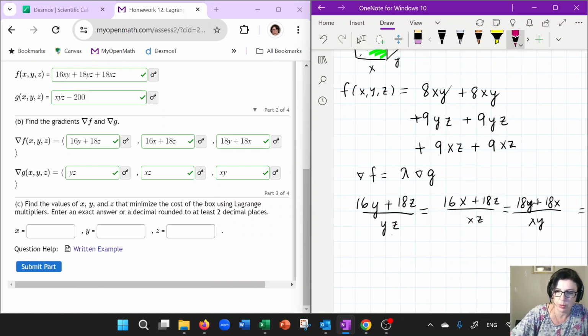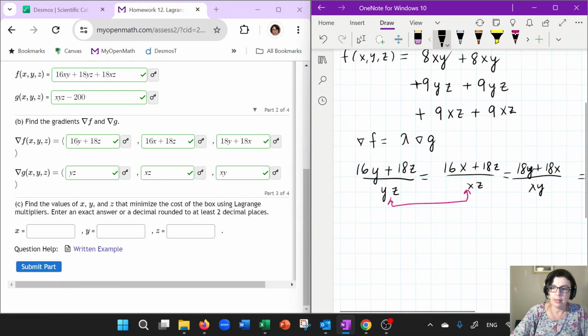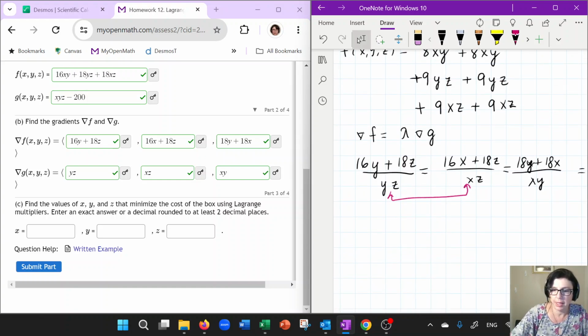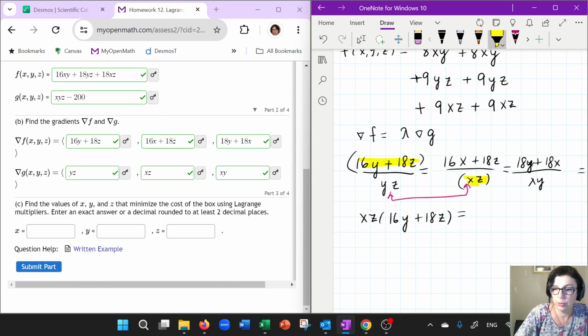What you're going to do is first look at the first and the second proportion, and then you're going to cross multiply. A lot of things are going to cancel, but some things will not, so we'll see what cancels. If I multiply this part by this, that becomes xz times (16y plus 18z). And then that's equal to this part multiplied by this right here, so that's going to be yz times (16x plus 18z).